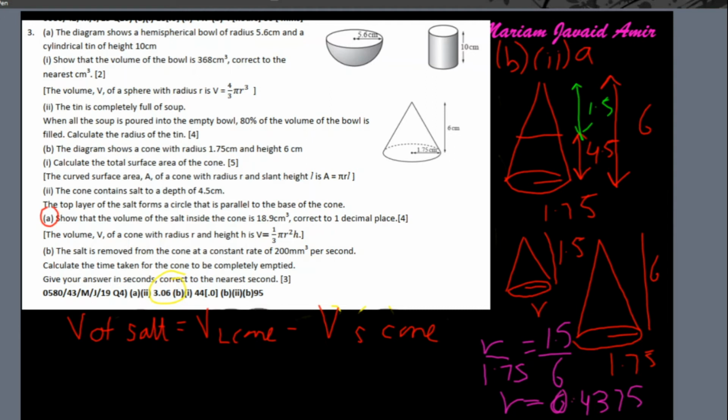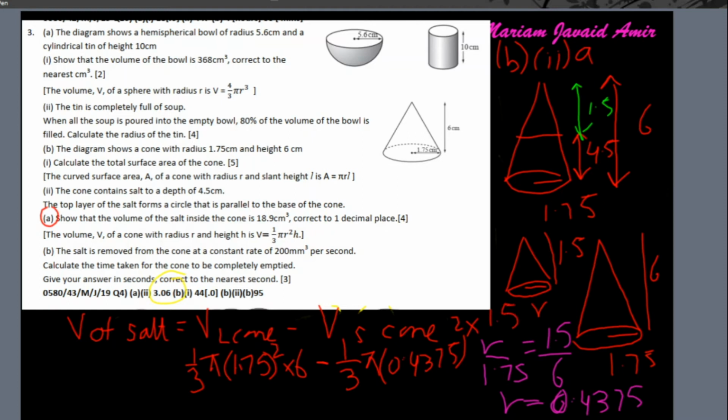So volume of the larger cone will be 1 by 3 pi radius square times h minus volume of the smaller cone is 1 over 3 pi radius square times h. So enter all of this in your calculator. I'm getting 18.941, which when rounded off will give me 18.9, correct to 3 significant figures.